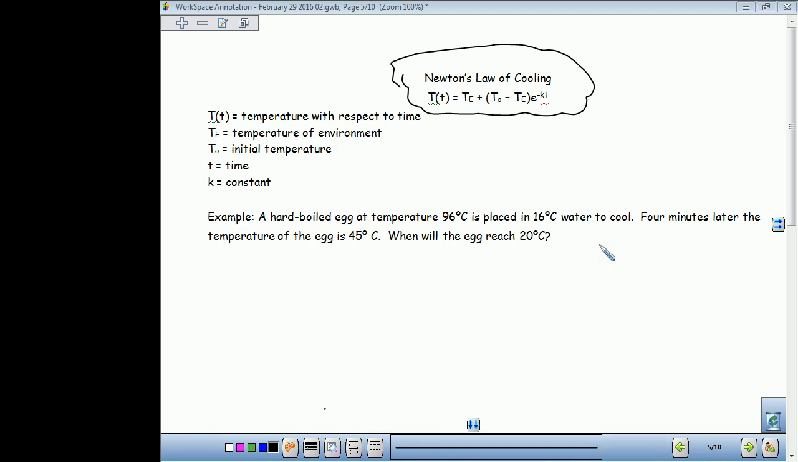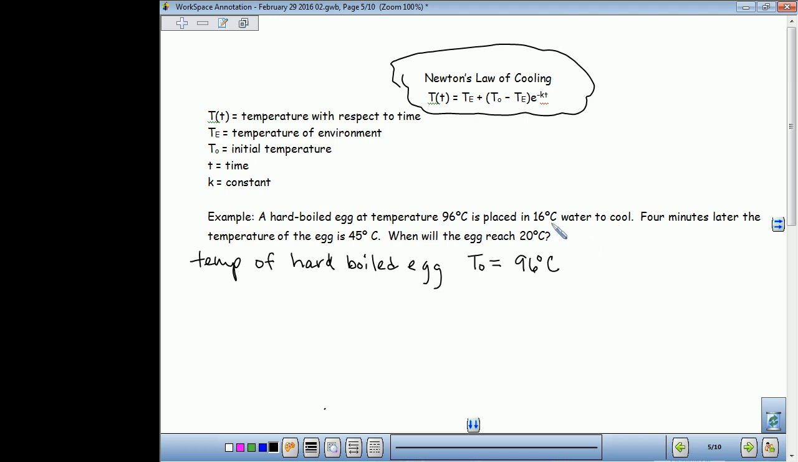So when you get a problem like this, first you have to understand, how do all of these numbers relate to this stuff and the formula? So let's go through. The temperature of the hard-boiled egg is our initial temperature, T naught, and that initial temperature is what? 96 degrees Celsius. Beautiful.